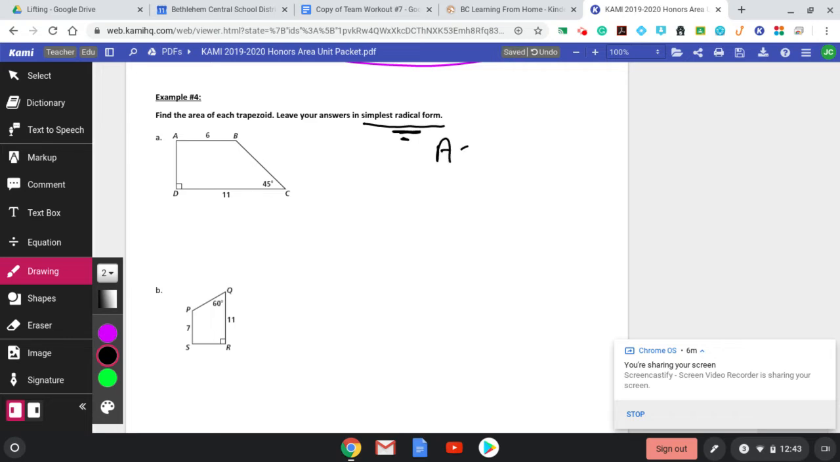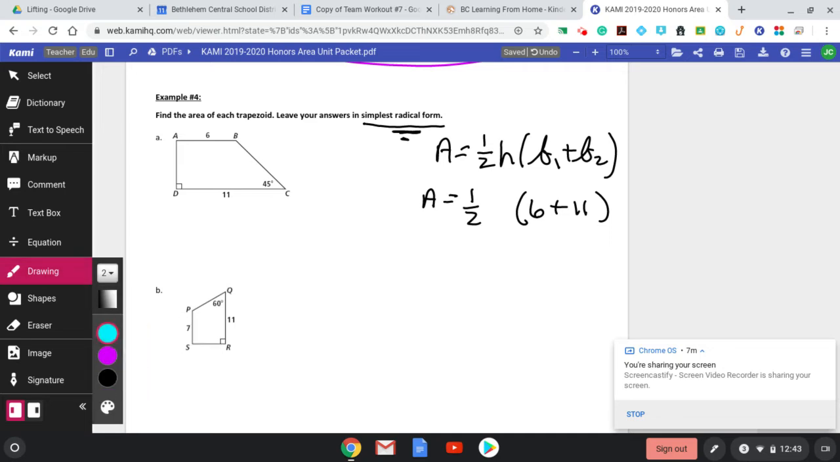All right, let's first start out with the trapezoid formula. 1/2 the height, b1 plus b2. Look at the diagram. What am I given? I'm given two bases. So 1/2, we'll find the height in a second. 6 plus 11. Okay, remember height comes from a vertex perpendicular to the opposite side. So I'm going to draw my own height in here.